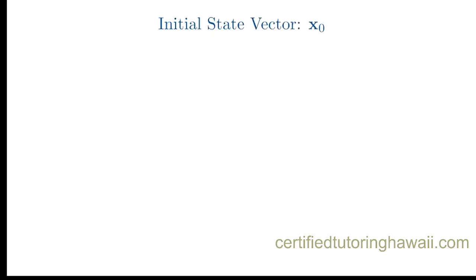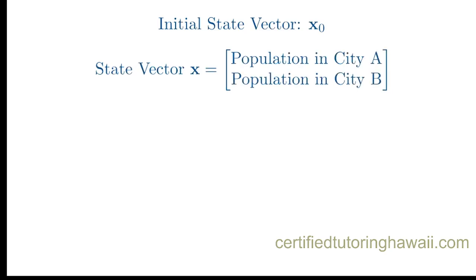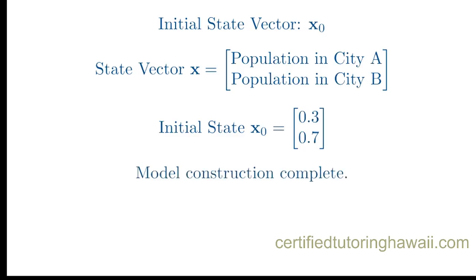This is called the initial state vector, and we'll label it as x sub 0. A state vector is a column matrix that lists the number or percentage of people in each state at a specific time. We'll use fractions of the total population for simplicity. Let's assume that initially, 30% of the total population is in City A and 70% is in City B. So, our initial state vector is x sub 0 equals the column vector 0.3, 0.7. This vector tells us the distribution of the population between the two cities at the start.